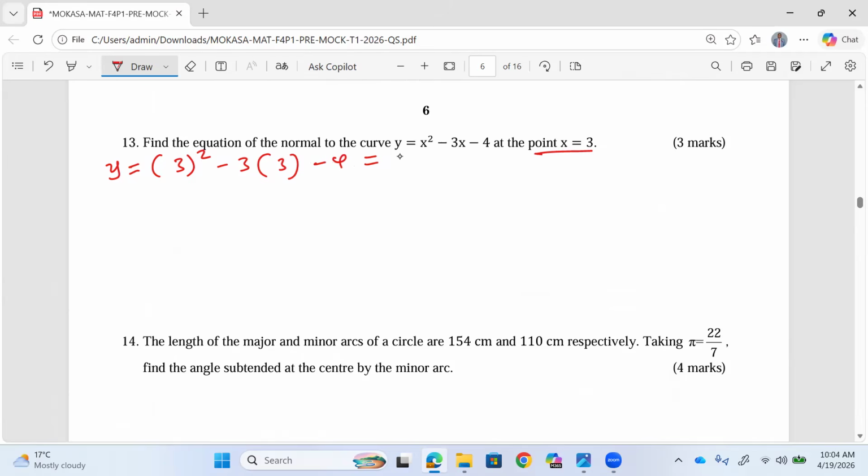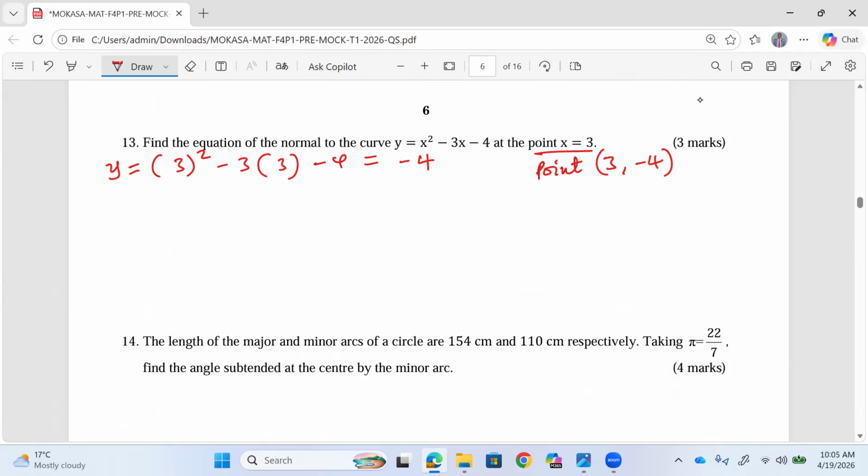So that's how we're supposed to work out. 3 squared minus 3 into 3 minus 4. I'm getting exactly negative 4. Yeah, negative 4. So the point now can be written clearly. It's (3, negative 4). You're finding the normal at that point. So we have the point as a coordinate. Now, let's get to the concept itself.